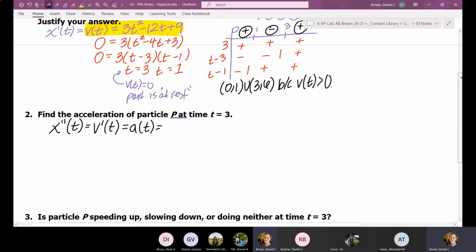And so looking at my original, that's my velocity equation, acceleration would be 6t minus 12. And I want to find the acceleration at 3. 6 times 3 minus 12, 18 minus 12 is 6.